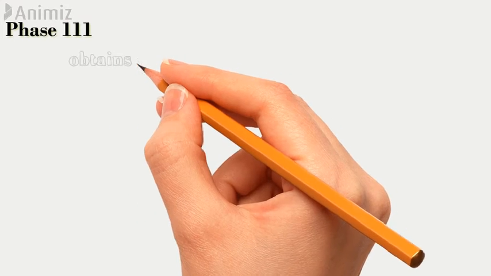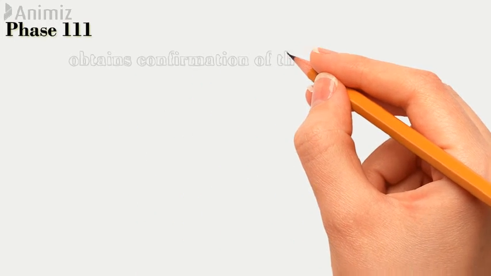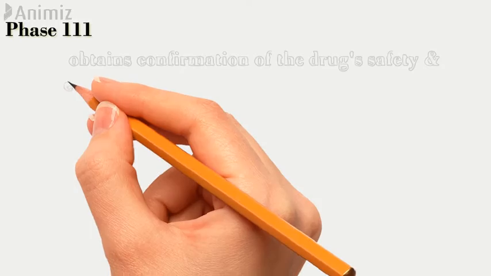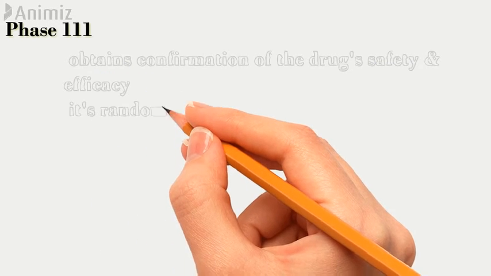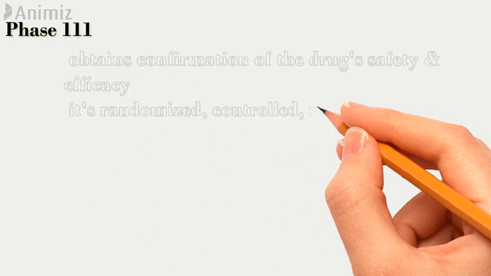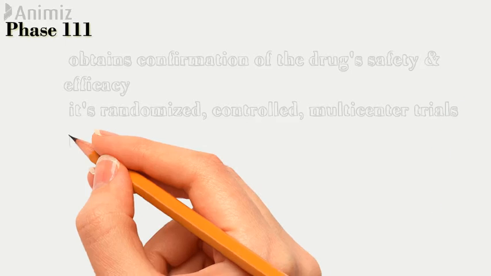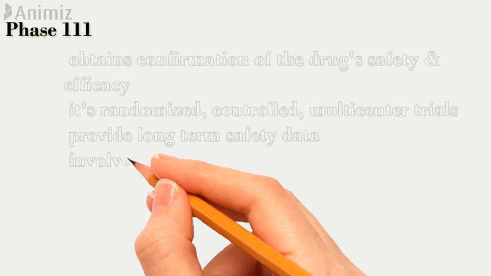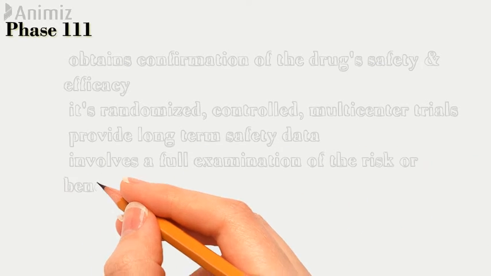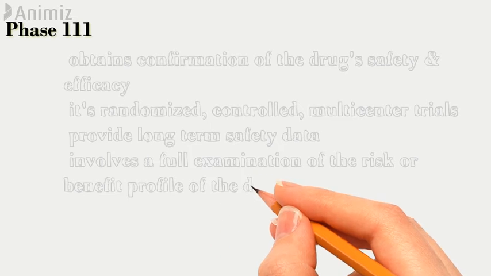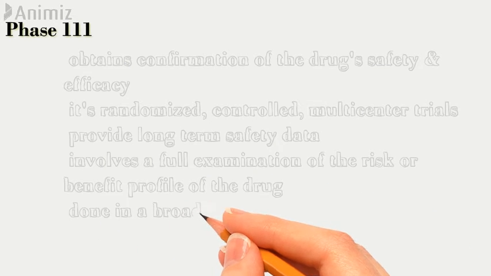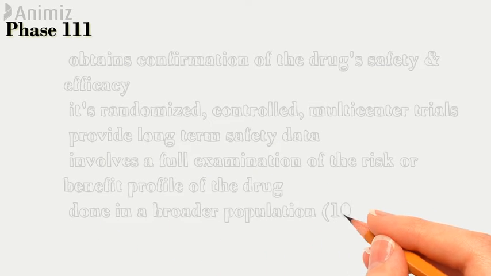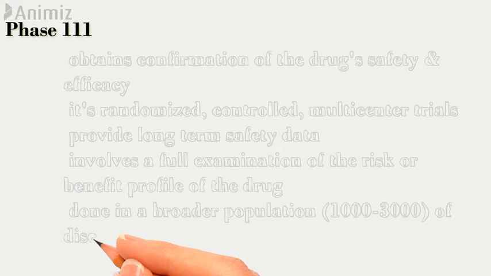Phase 3 is done after establishing preliminary evidence about the efficacy of the drug from phase 2 trials. This study obtains final confirmation of the drug's safety and efficacy. It is a randomized, controlled, multi-center trial and provides most of the long-term safety data. This involves a full examination of the risk or benefit profile of the drug, usually comparing it to commonly used treatments.